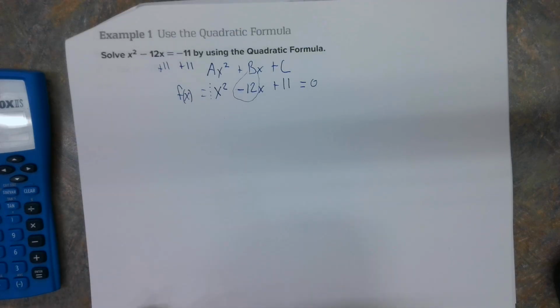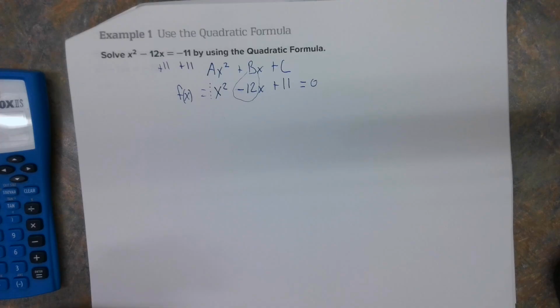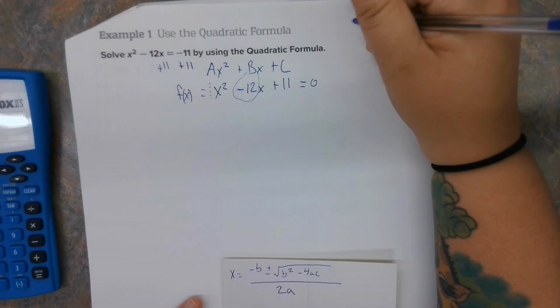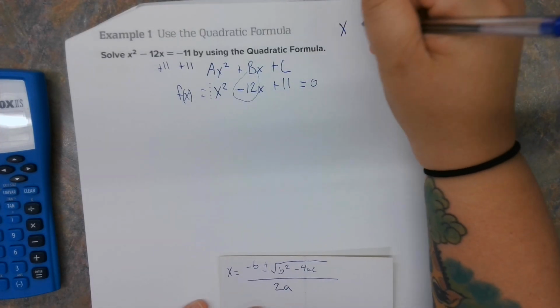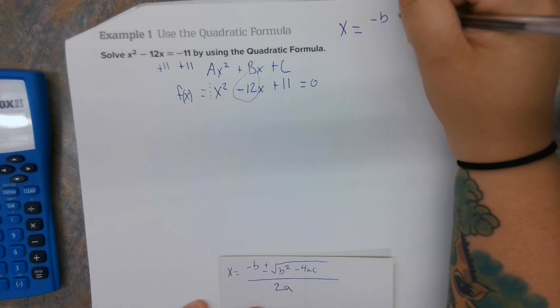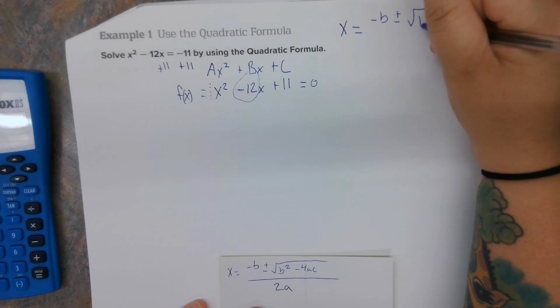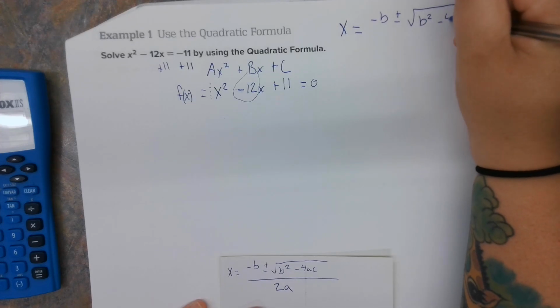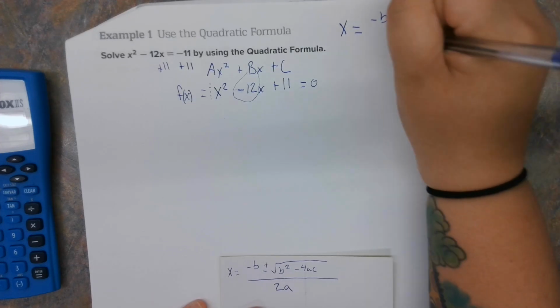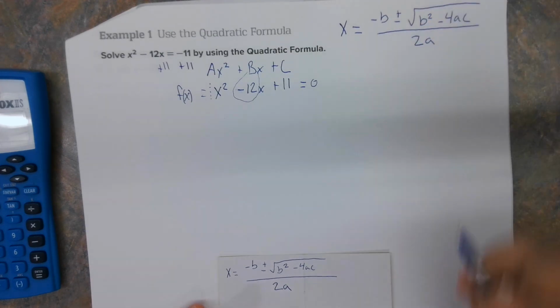I'm going to write the quadratic formula down so that you start memorizing it. You should have written it in your notes. If you did not, do that now. So x equals negative b plus or minus the square root of b squared minus 4ac all over 2a.